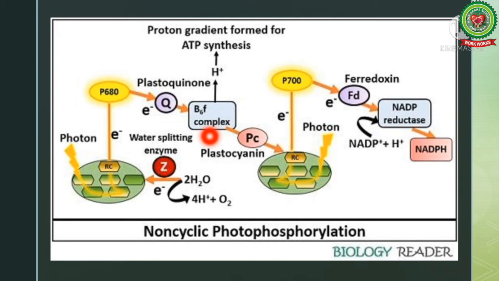These electrons leave P680 and do not return back to it. Hence, it is called non-cyclic photophosphorylation. From P700, the electrons are accepted by A1, then A2, and then A3. These A1, A2, A3 are unknown electron acceptors. And then ultimately the electron reaches ferredoxin. Now, the reduced ferredoxin transfers its electron to NADP, which gets reduced to NADPH and hydrogen ion in the presence of NADP reductase.